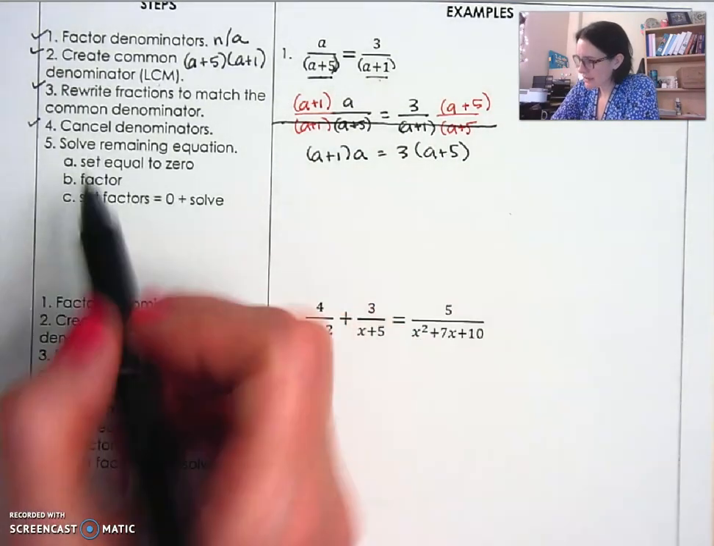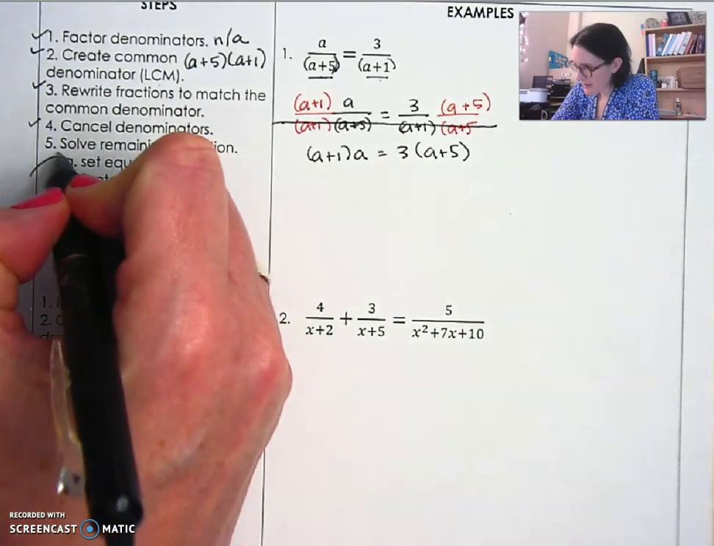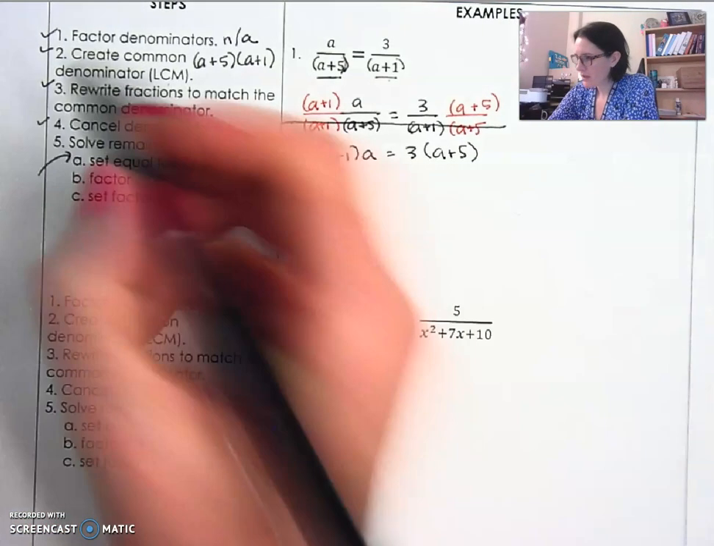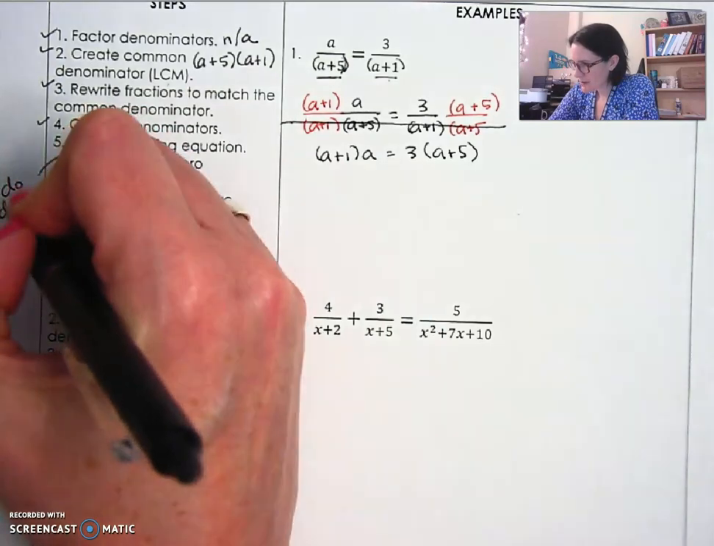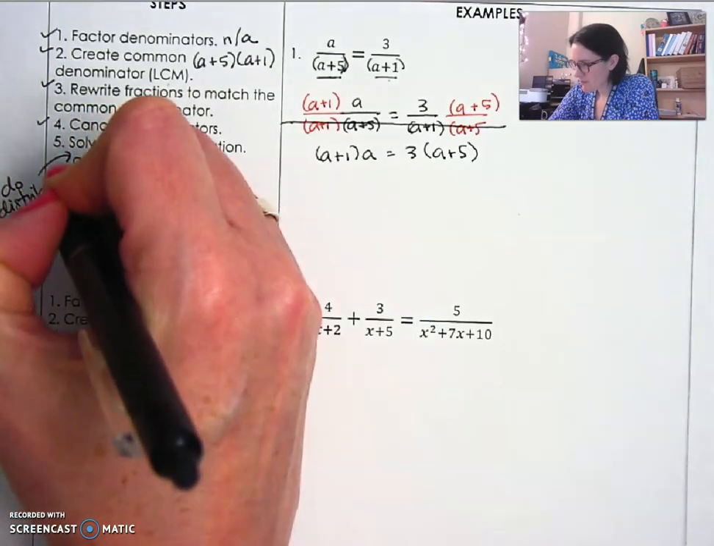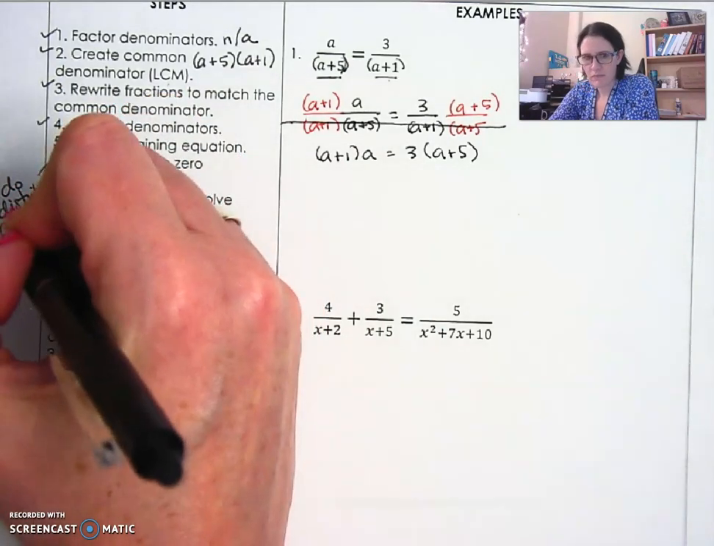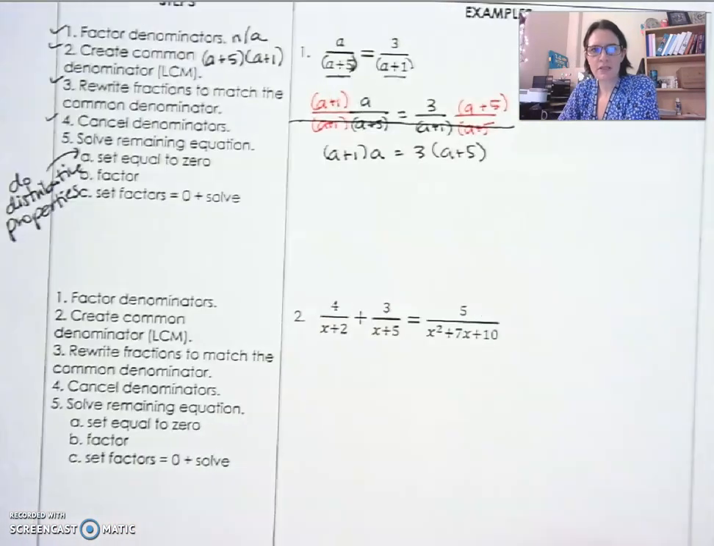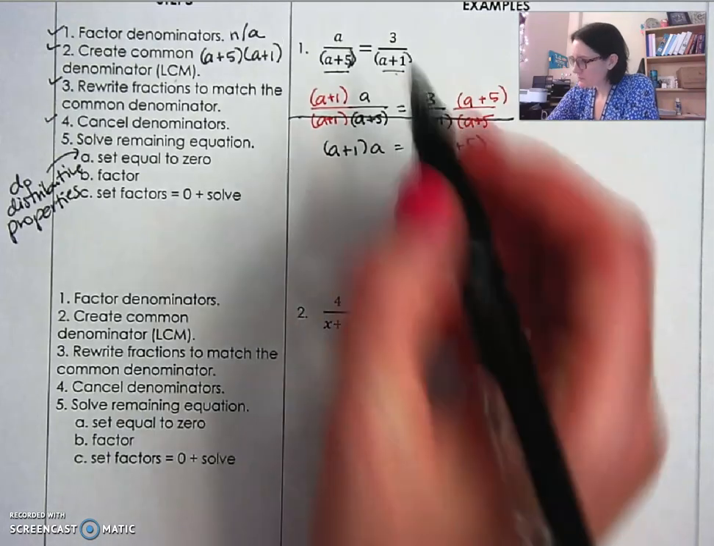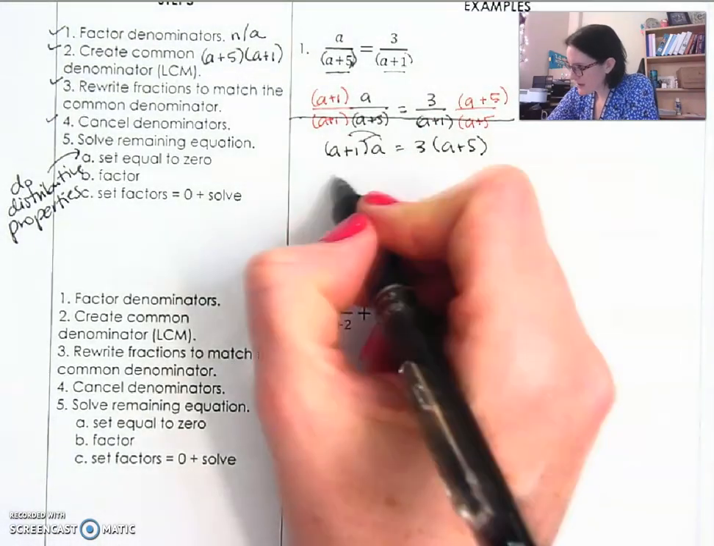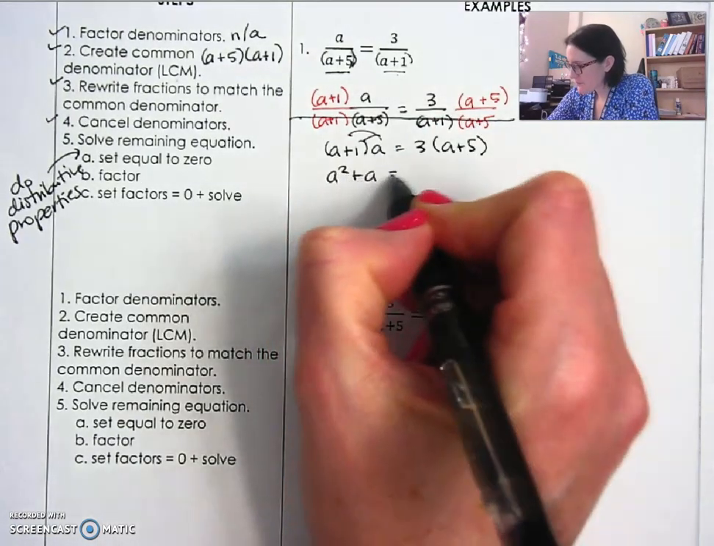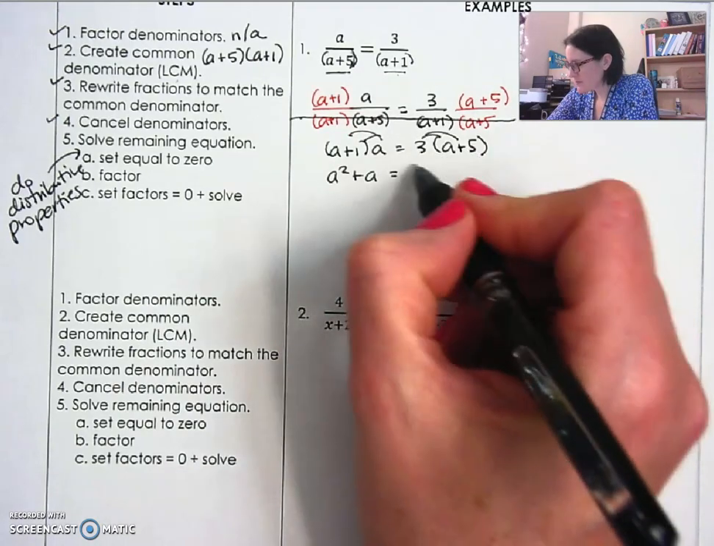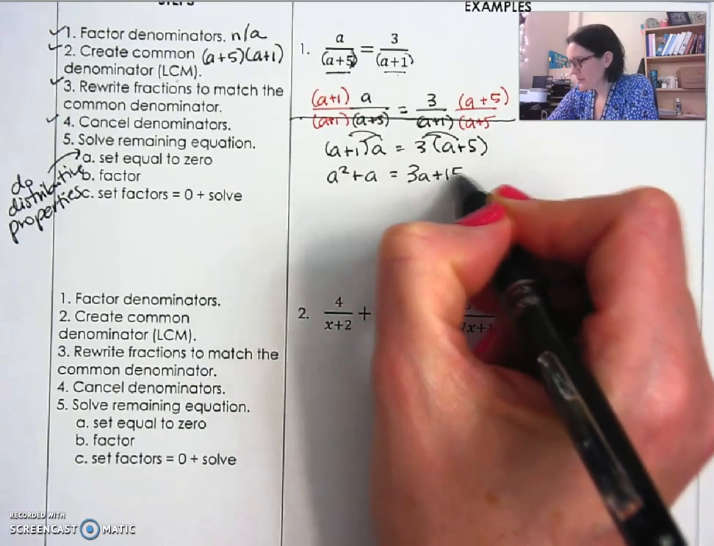And then one thing I wanted y'all to add, we talked about this in class, add right here, do distributive properties. So I'm going to do those here. Distribute this a, that gives me a squared plus a. On the right side, distribute gives me 3a plus 15.